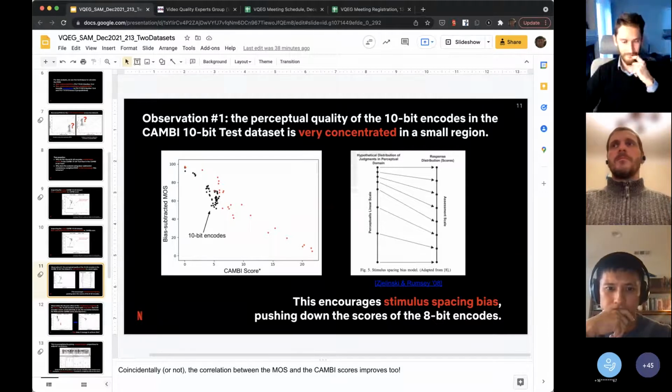And another question that I had was about the training, if any training was done to the subjects, and how was it done? Was it done on both the 10 and the 8-bit encodes? Was it done only on the 8-bit encodes? Because that can also influence the range of the scores.